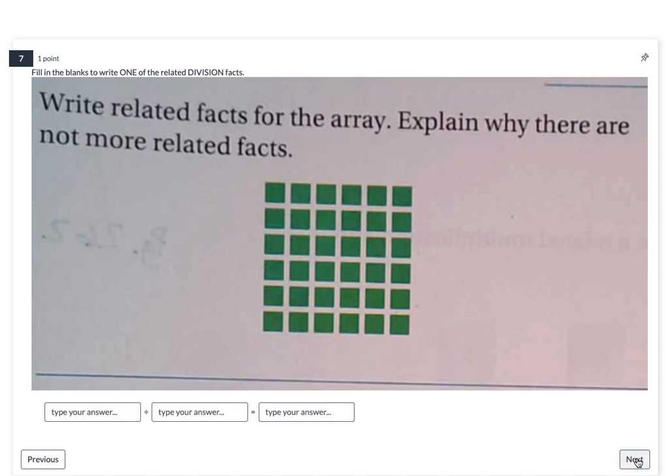Then click Next. Now, question 7, it's the same picture, but you'll fill in the blanks to write one of the related division facts. So looking at the same array, what would the related division question be? Okay, the division equation. So something divided by something equals something.